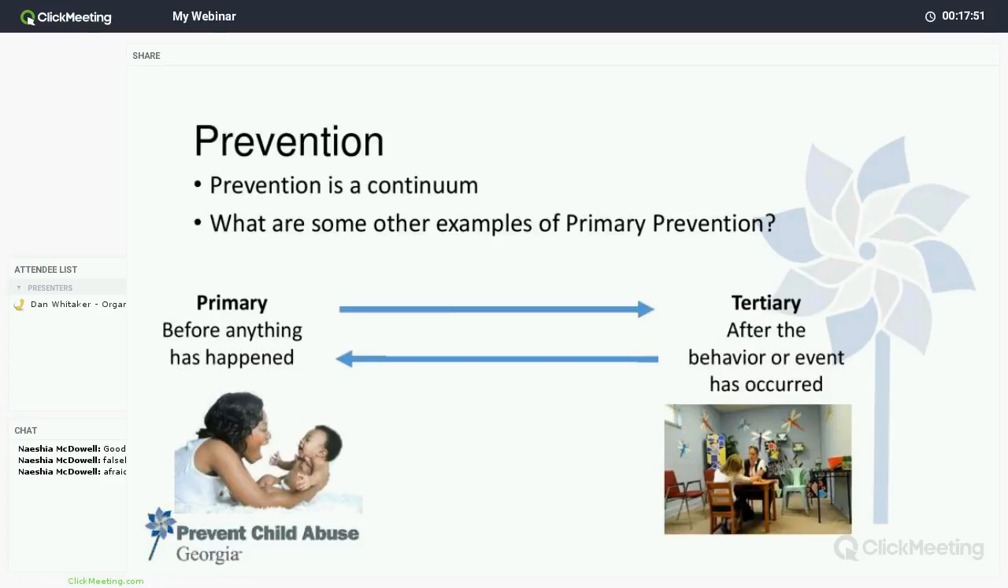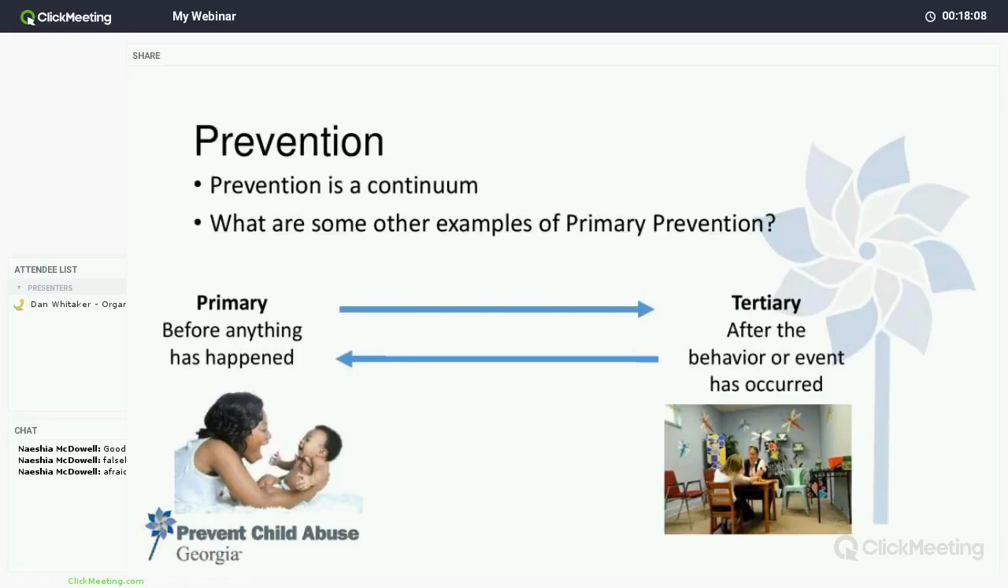So now we're going to talk a little bit more about prevention. And I think a lot of people confuse the different types of prevention. It is a continuum. So it goes anywhere from pre-intervention to post-intervention, meaning before the abuse ever happens, all the way to getting treatment for it.